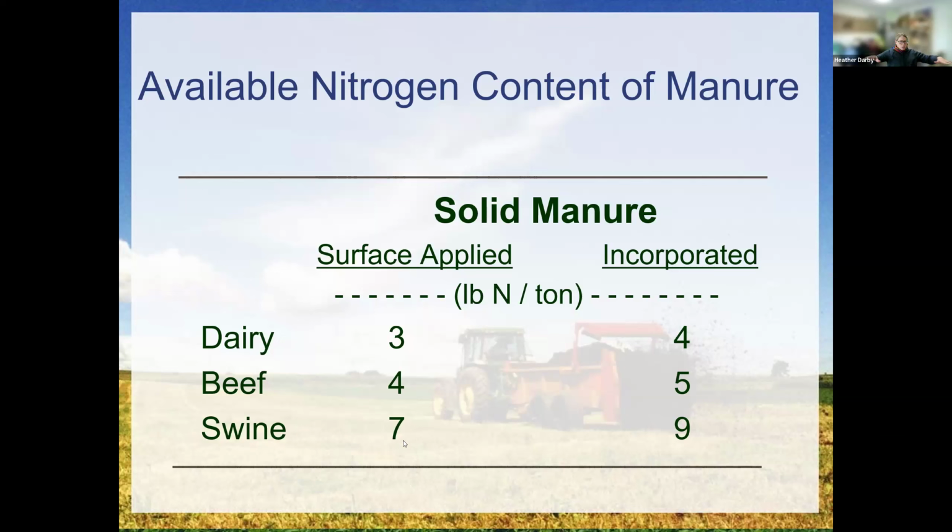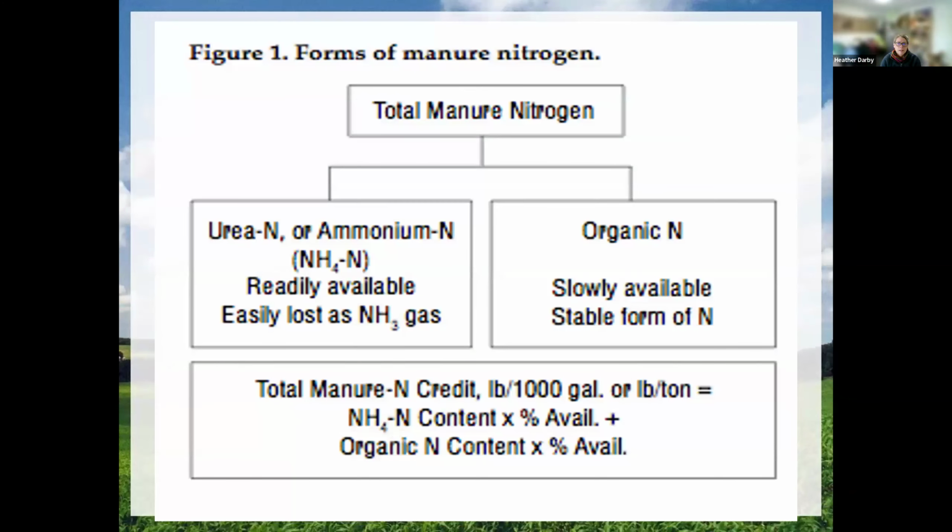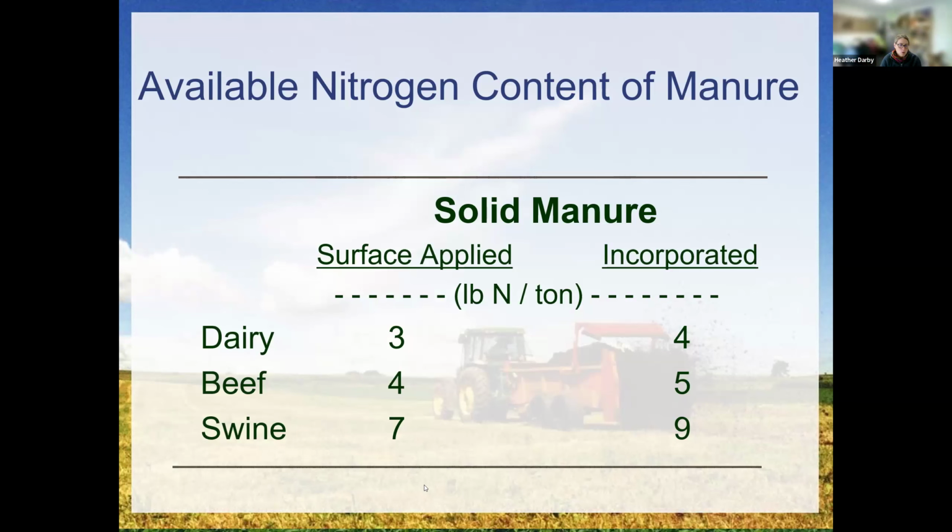If you apply the manure on the surface, okay, the amount of nitrogen you get to the crop, available nitrogen, so that's ammonium and nitrates, is less if you surface apply it than if you incorporate it. Okay. So, nobody's going to answer. So I'll give you the answer. If you surface apply the manure, you get less nitrogen.